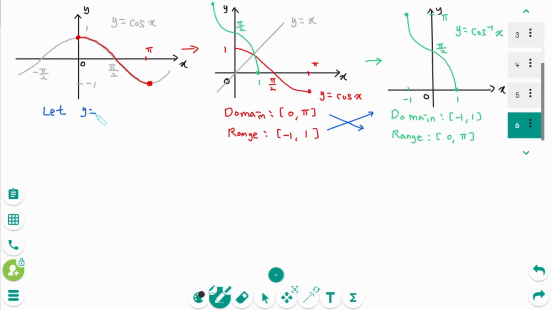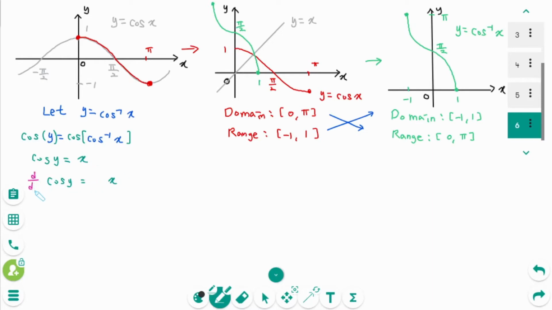Let y equals arc cosine of x, then cosine of y equals cosine of arc cosine of x. Then we can rewrite as cosine y equals x.